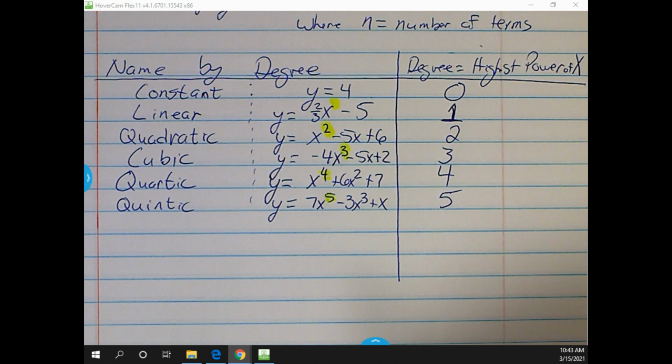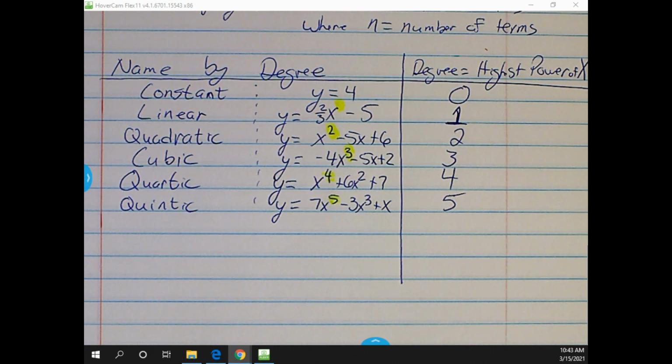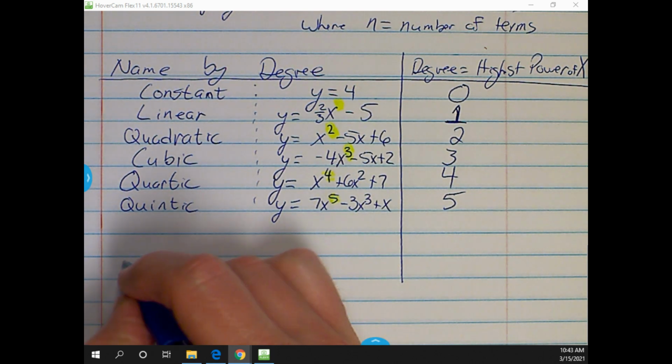Okay, now one thing I probably should have mentioned back up here when we're talking about the number of terms on this one is that when you talk about the terms for everything that's here, that when you name this by the terms, they are separated by pluses or minuses.